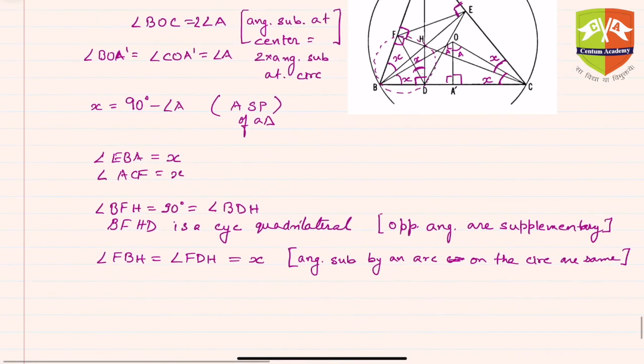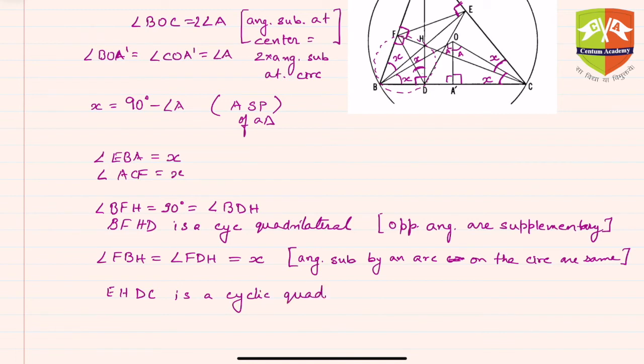Similarly, if I say EHDC is a cyclic quadrilateral again. Why? Because if you see clearly, this is 90 degrees and this again is 90 degrees. So angle D and angle E are 90 degrees each. So hence what will happen? EHDC is a cyclic quadrilateral. So you can pause and understand this before proceeding. Same reason, right? And both again will be equal to X, right?